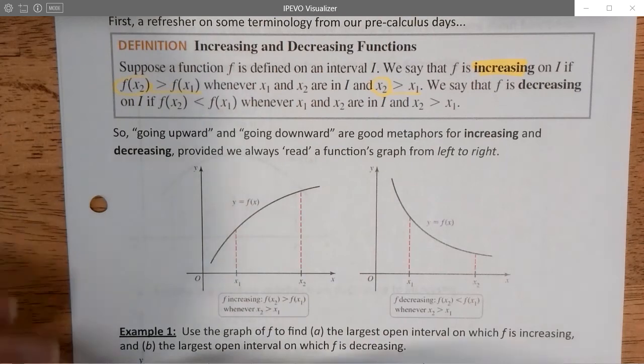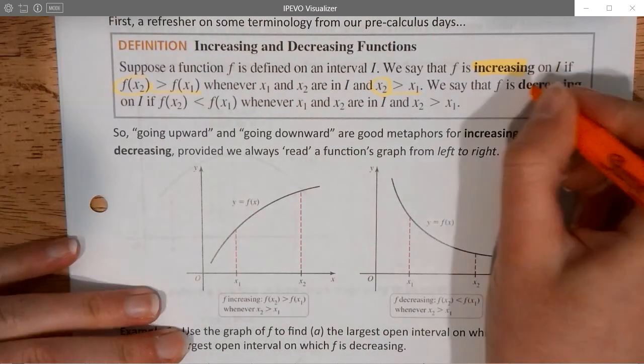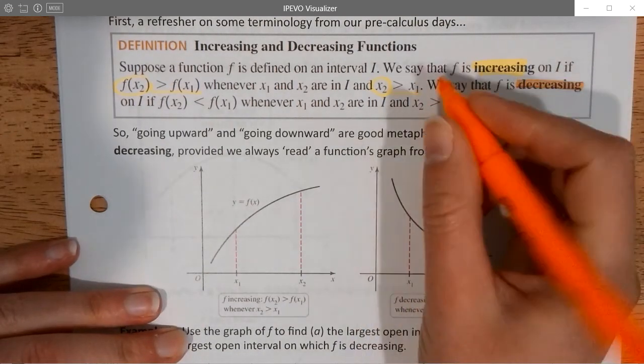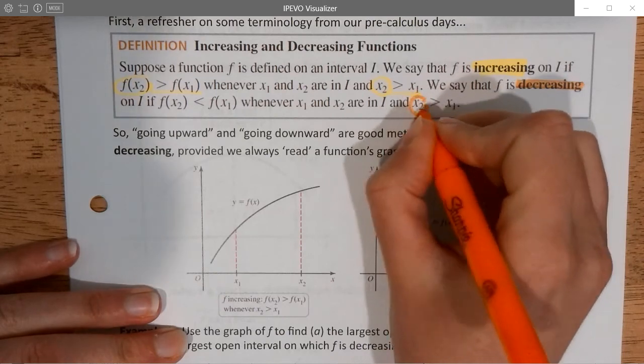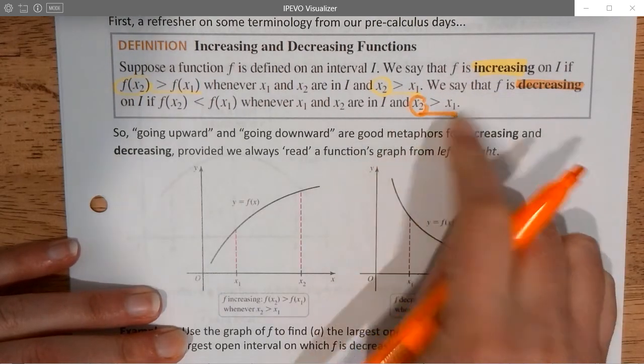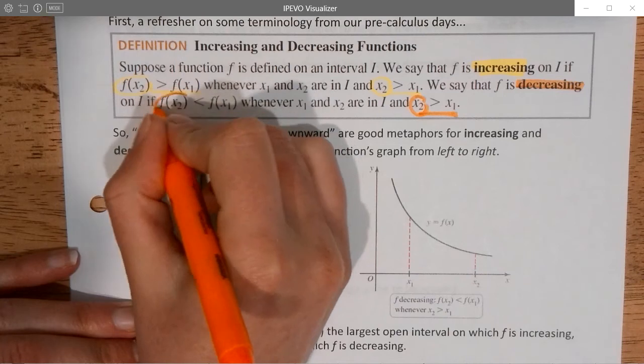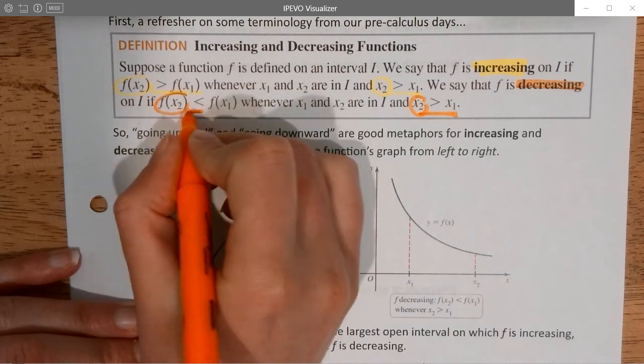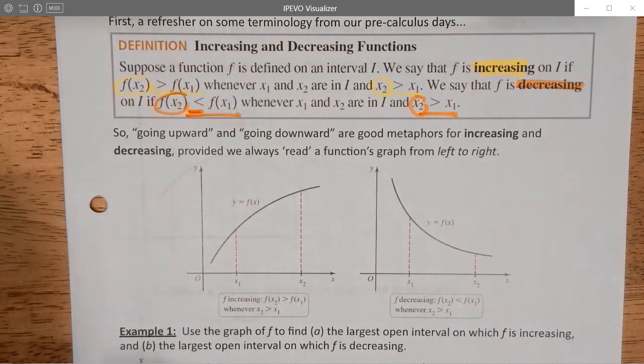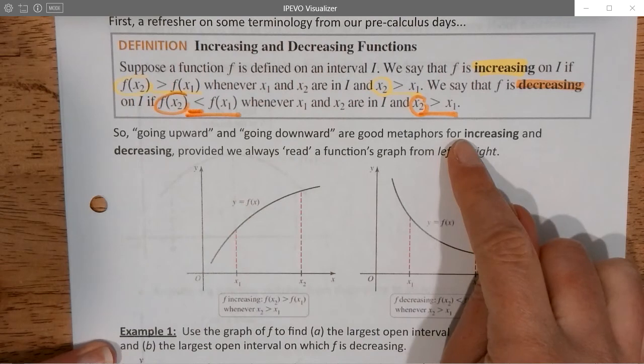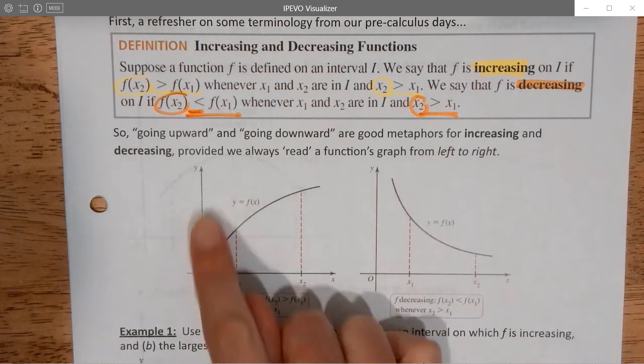Okay, and for decreasing, we say that f is decreasing. Similarly, when you have subsequent x values that are larger than the previous, this time you want your subsequent y values to be lower than the previous. Those are the formal definitions of increasing and decreasing. Going upward or downward are good metaphors for increasing and decreasing, and we always read the graph from left to right.